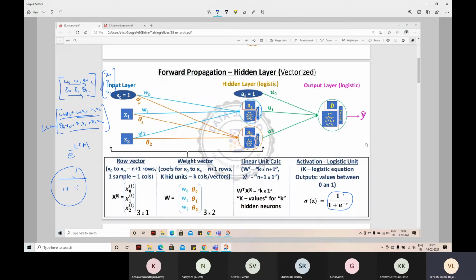Now, if you have 100 input values, x1, x2 and so on up to x100, and then there are maybe 200 nodes in the first hidden layer, the network is like this: x0, x1, x2, and so on up to x100, and there are 200 nodes here. This is the first node and this is the 200th node.